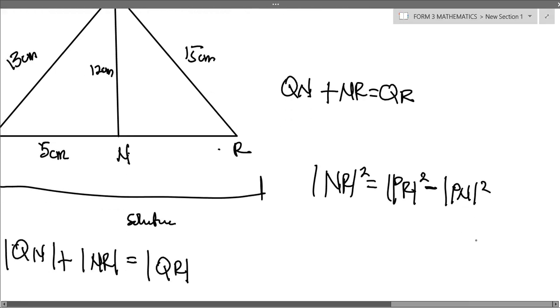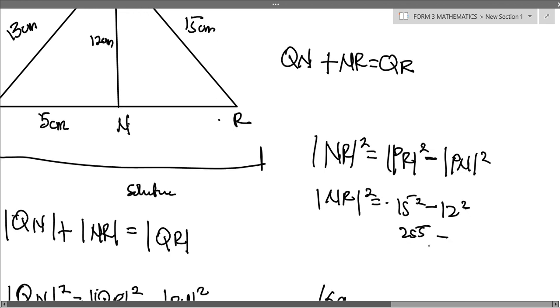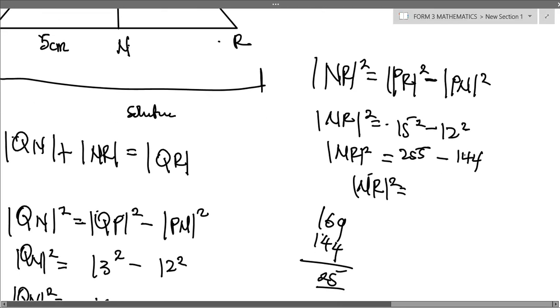Which is going to give us what? So we have NR squared will be equal to 15 squared minus 12 squared. 225 minus 144. So NR squared, still NR squared equals this. So we have NR squared will give us 225 minus 144. This will give us 1. We will borrow 1, we get 12. So we'll get what?